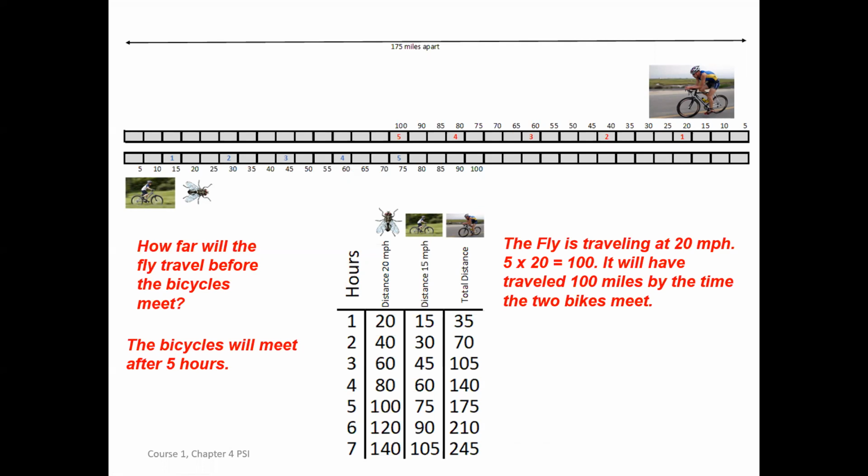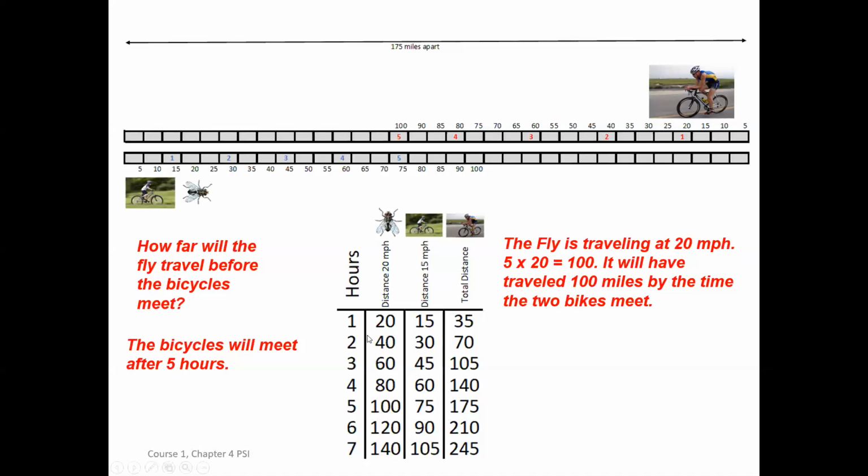But how far did the fly travel? So if we know that the bicycles rode for 5 hours and that the fly is traveling at 20 miles per hour, I do 5 times 20 to find out that the fly has traveled for 100 miles by the time the two bikes meet.